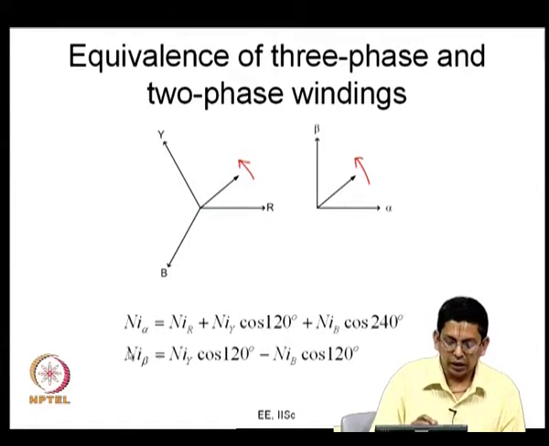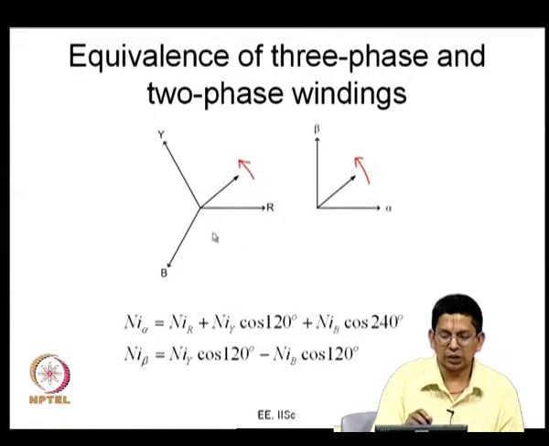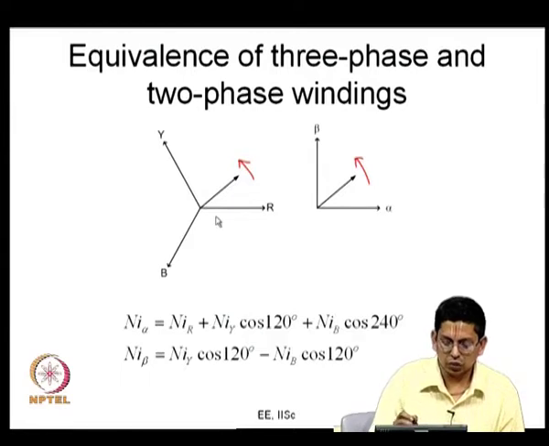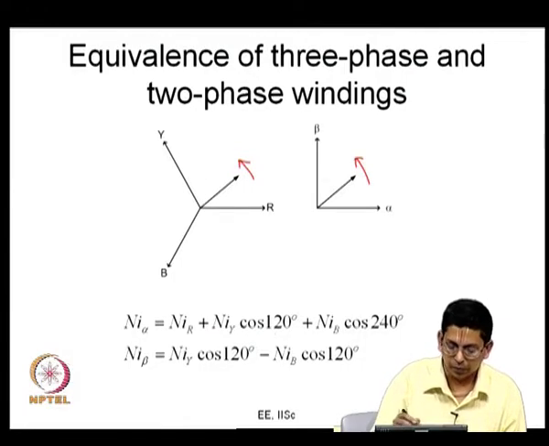So, n I beta is the MMF along the beta direction. Now, R phase winding does not produce any MMF along the beta axis; it is aligned along the alpha axis, therefore, it does not produce along that. So, what is the MMF produced by this 3 phase winding along the beta axis? It is n I y times cos of 30 degrees. Let me just change that here.